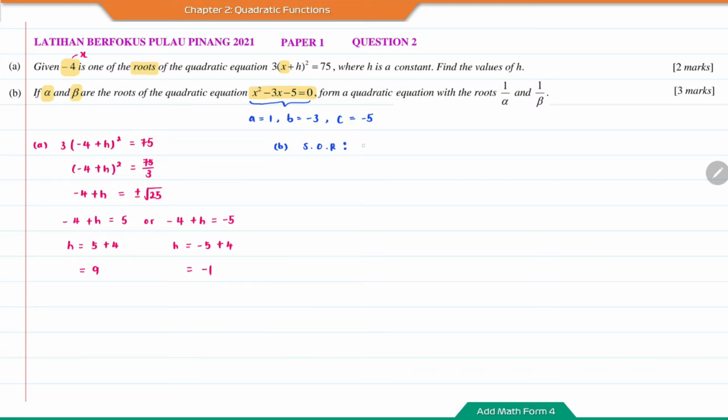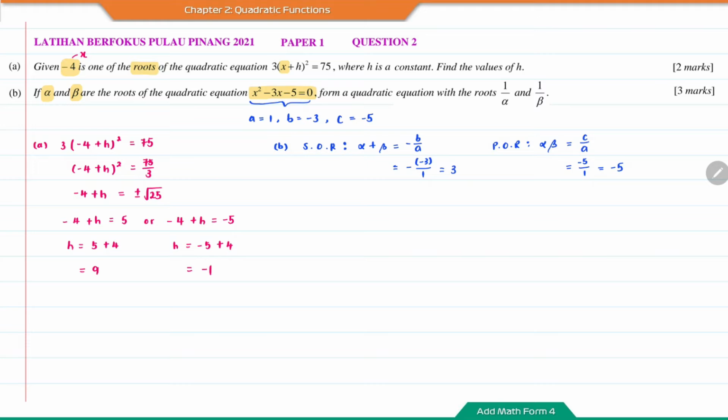First, the sum of roots. The sum of roots here means alpha plus beta, which is equal to negative b over a. So negative b is negative 3 and a is equal to 1. Therefore, alpha plus beta is equal to negative negative, a positive 3. And the product of roots is going to be alpha times beta. This is equal to c over a. The c is negative 5 and a is 1. Therefore, alpha beta is equal to negative 5.